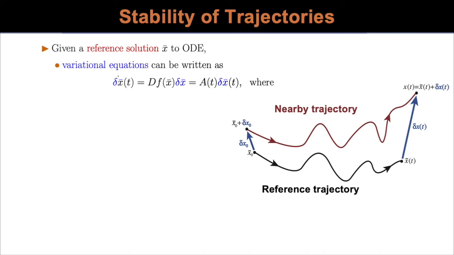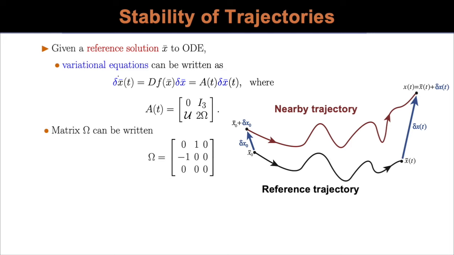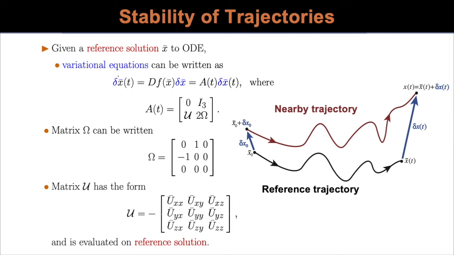They're just written by taking the vector field, the six ODEs, and differentiating it. You get some matrix A that depends on time. And for the three-body problem, it has a nice structure where this is a 6x6 matrix. I3 just means the 3x3 identity. And then the others have some simple representation. I won't go through it. I guess the main thing is this matrix U is made up of second derivatives of the effective potential. And everything is evaluated along the reference solution.